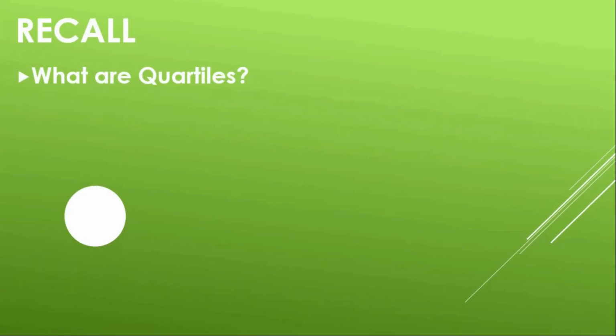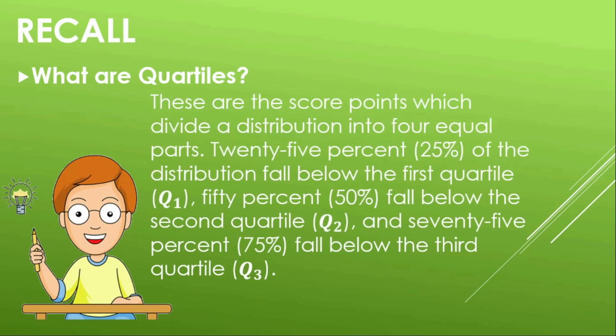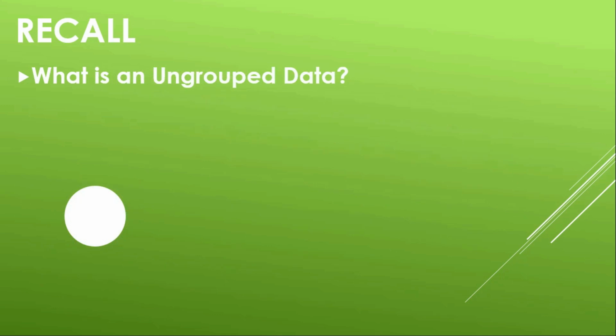Let us first recall what quartiles are. Do you still remember? Yes. These are score points which divide a distribution into 4 equal parts. 25% of the distribution fall below the first quartile, 50% fall below the second quartile, and 75% fall below the third quartile. Very good. What about for ungrouped data? Can you tell me what they are?